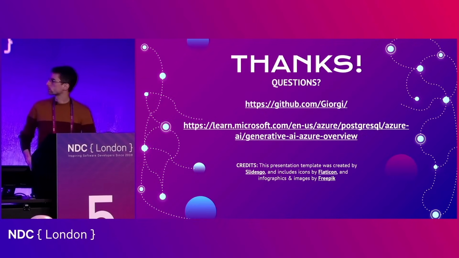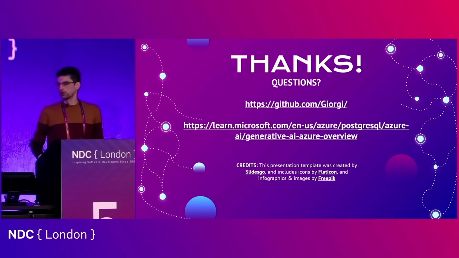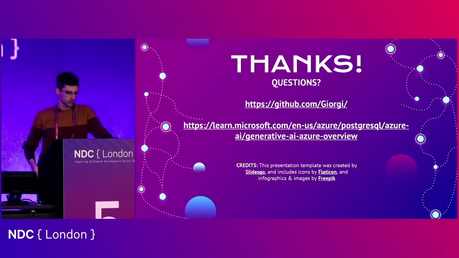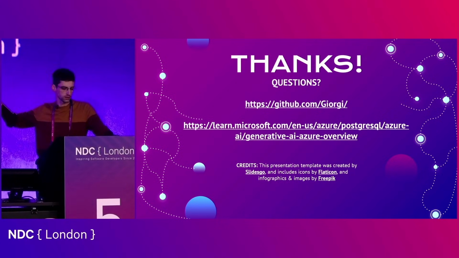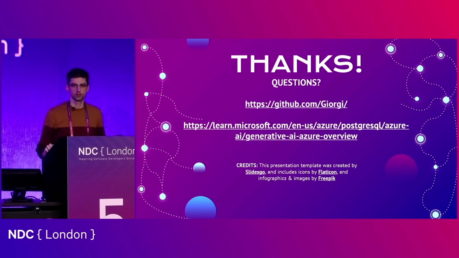So that was all for today. You can find more information on this link in the Azure Postgres documentation. Azure Cognitive Services has many more functions that you can find there. And if you have any questions, I can answer them.